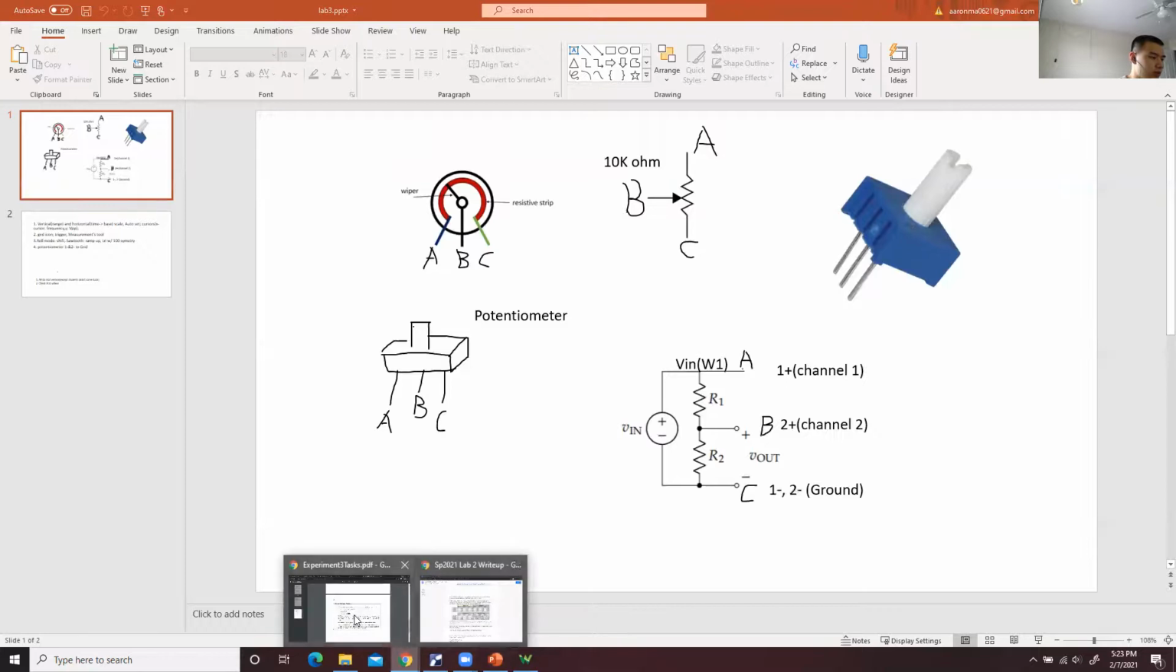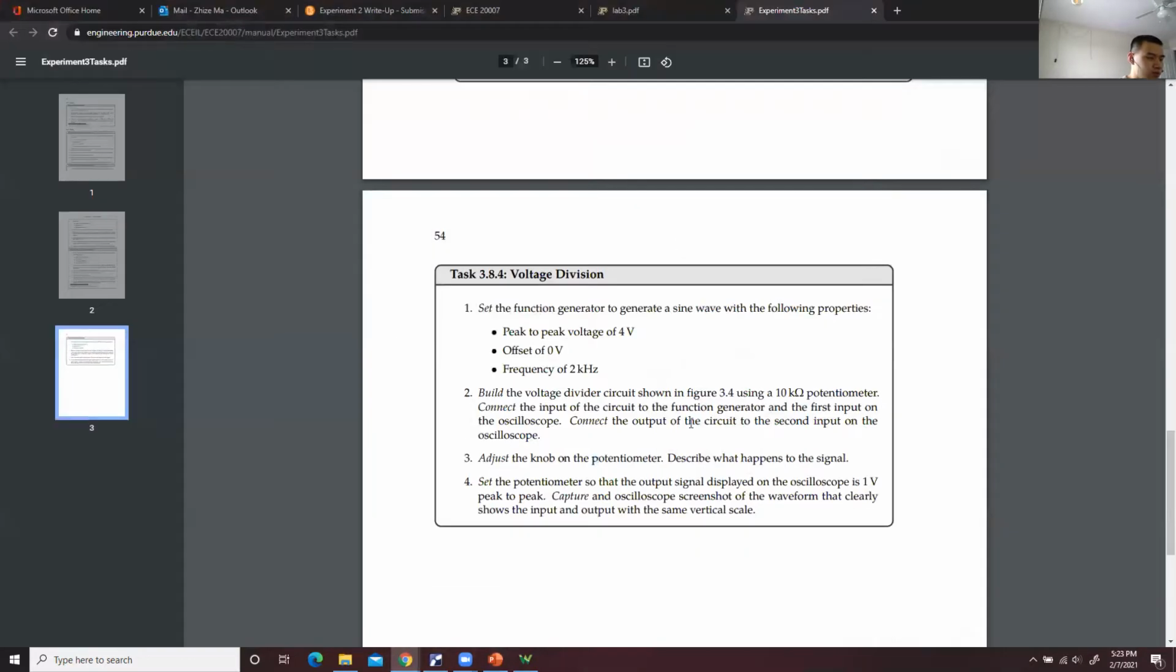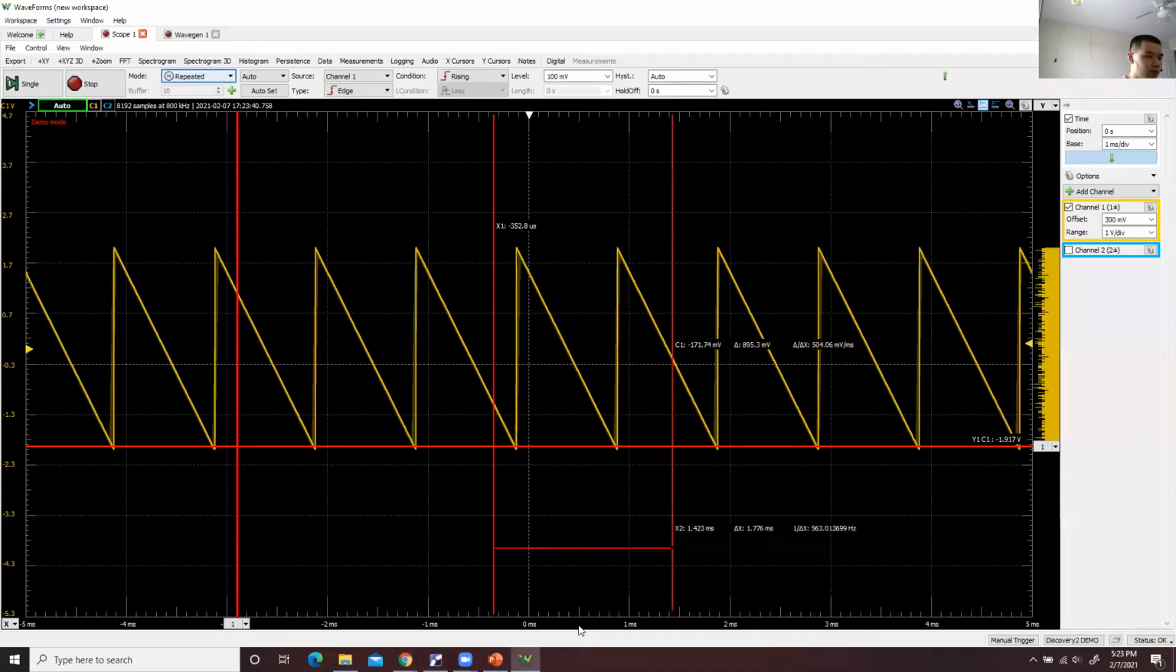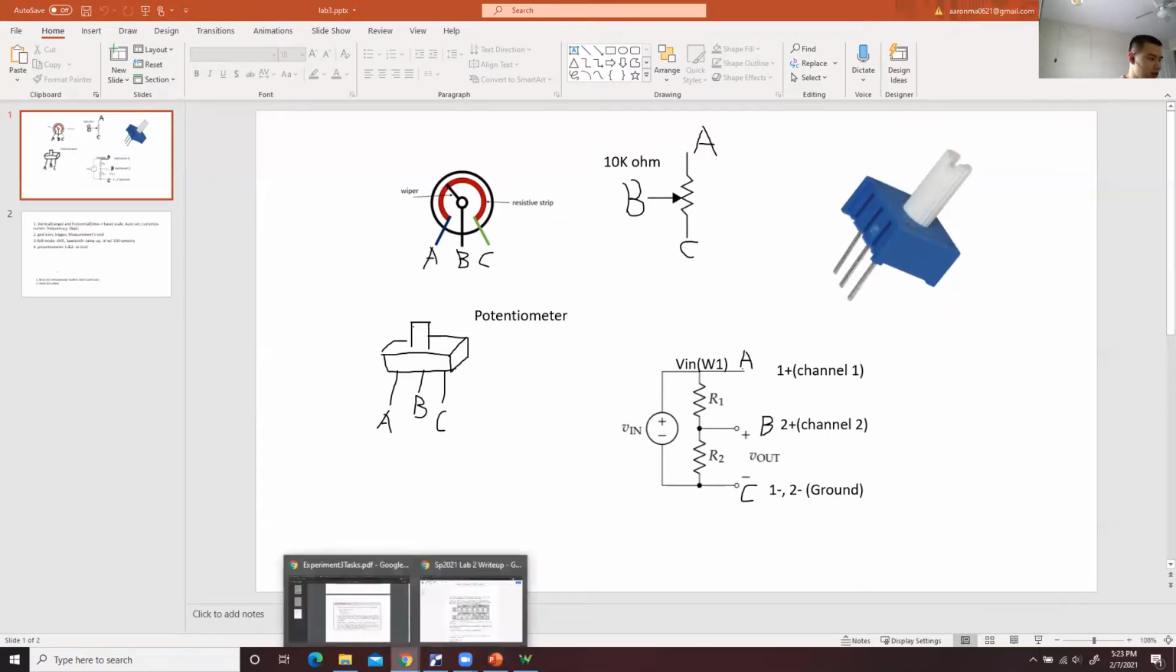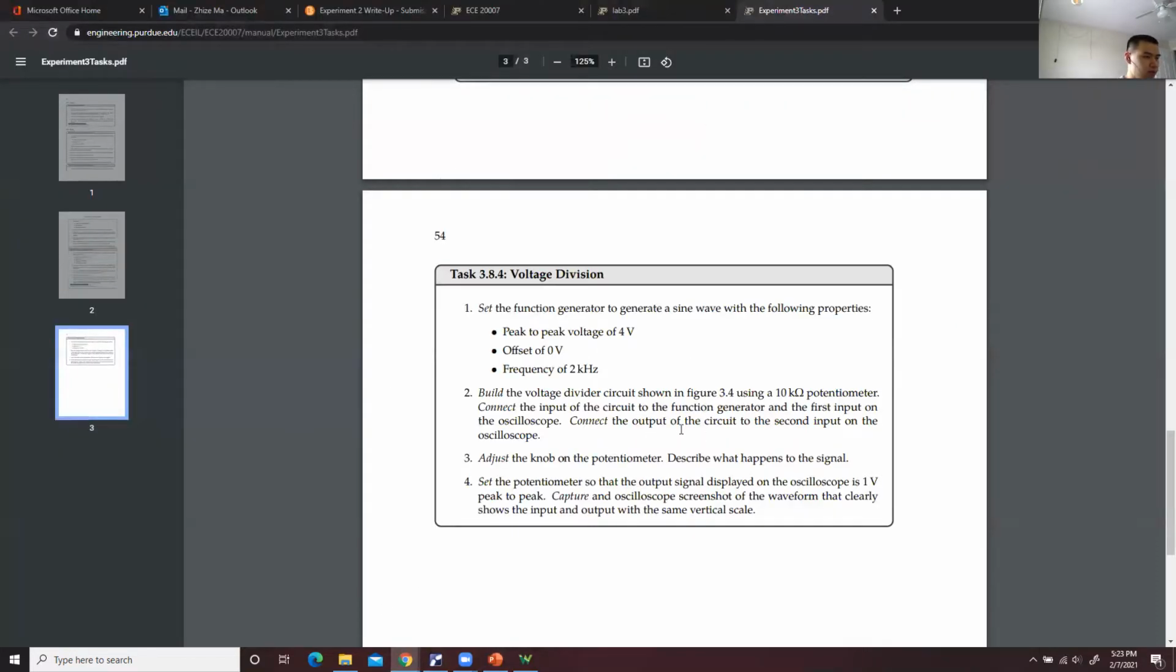All right. So after you build this circuit, you should just tune your potentiometer, tune the little knob here, and you will see your output will be different.